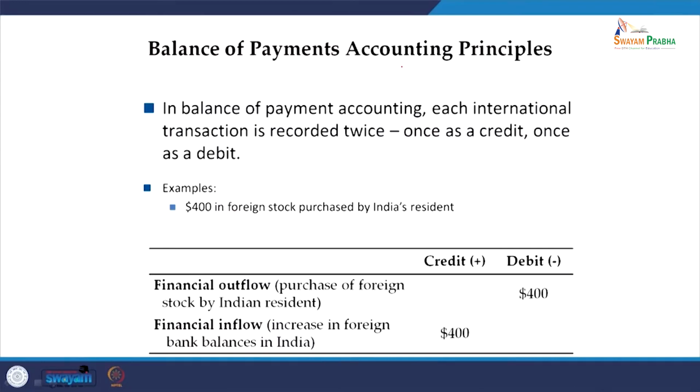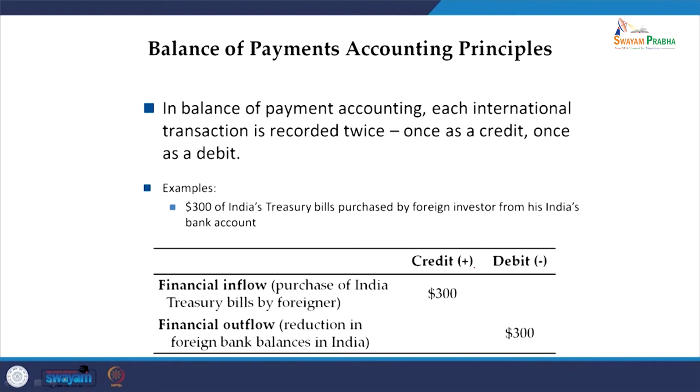Similarly, $400 in foreign stock is purchased by an Indian resident, foreign shares in the stock market. If an Indian purchases from a foreign stock market, since we purchased, we first paid, so the amount will be debited. The purchase of foreign stock by an Indian resident will be debited with $400. Since that has been debited, and in return we are getting the stock, which has a value of 400, that will also be entered on the credit side. That is the reason why the balance of payment is in balance.